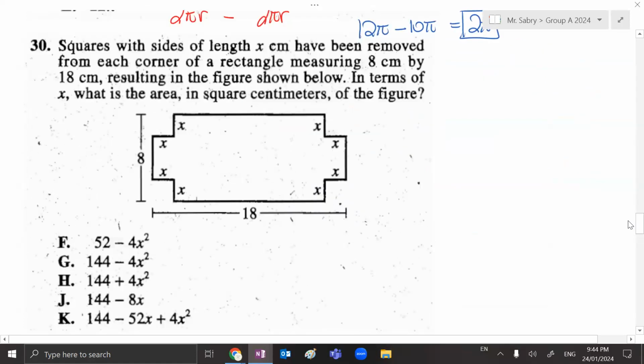Number 30. Squares with sides of lengths x centimeters have been removed from each corner of the rectangle measuring 8 centimeters by 18, resulting in the figure below. In terms of x, what is the area of the figure?